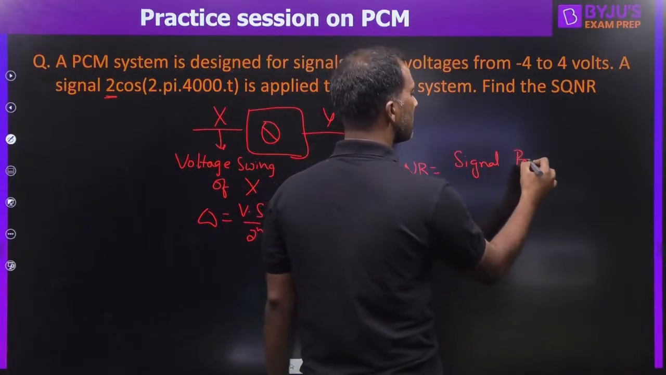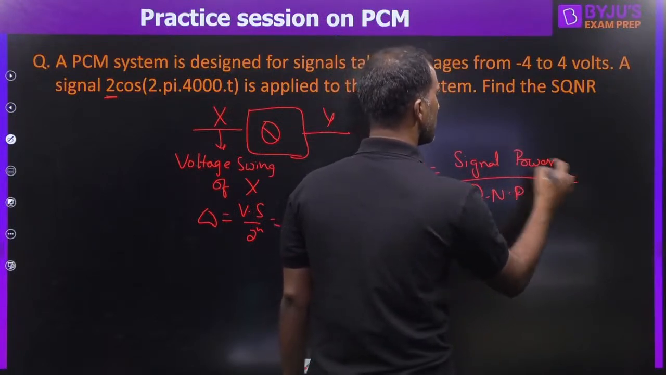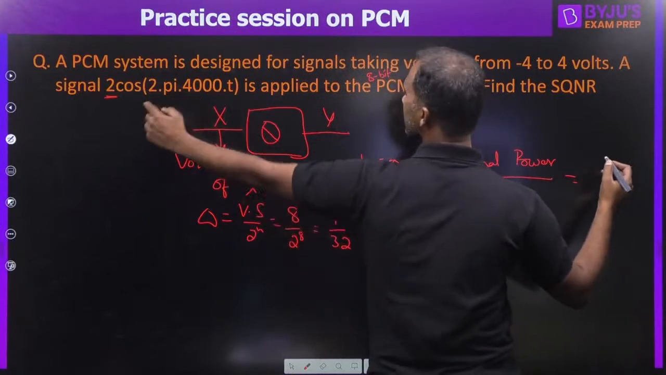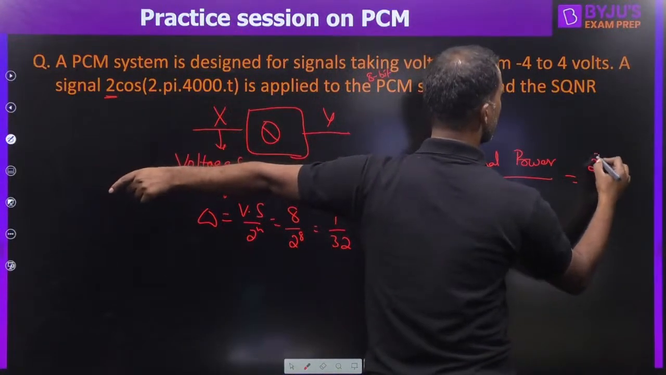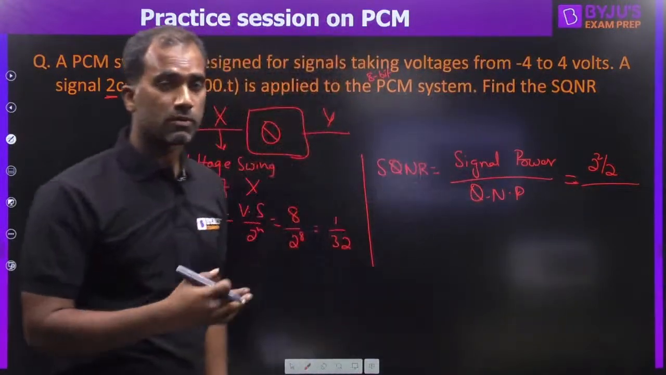It is signal power divided by quantization noise power. And how much is the signal power? The signal is given. It is 2 square by 2 is the signal power. It's not 4 square by 2, because the signal given is different.